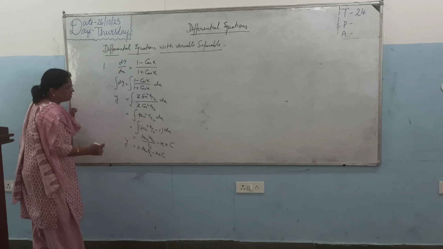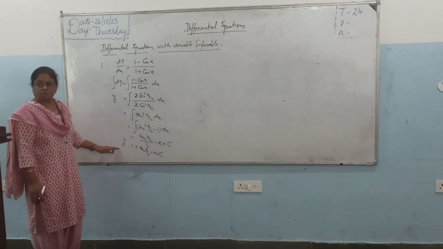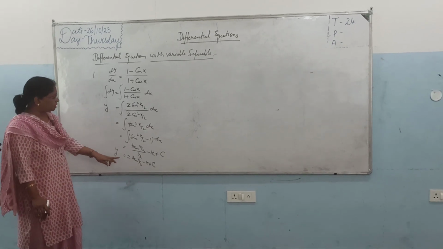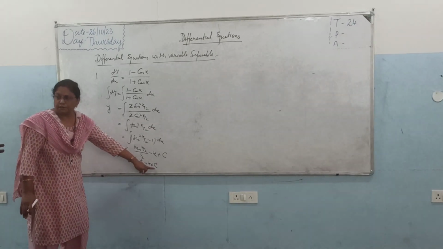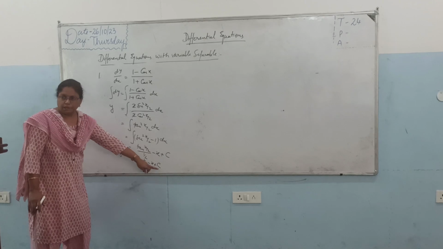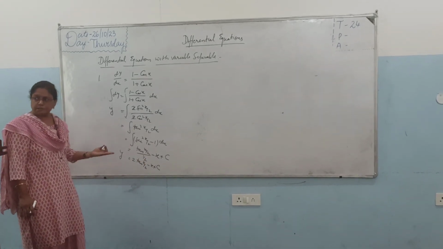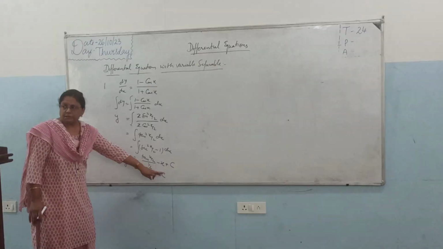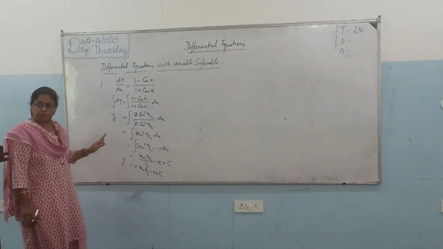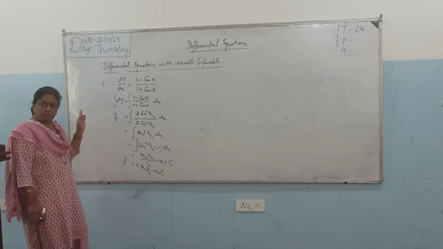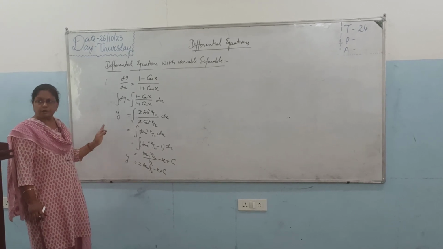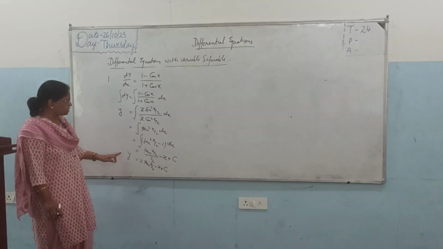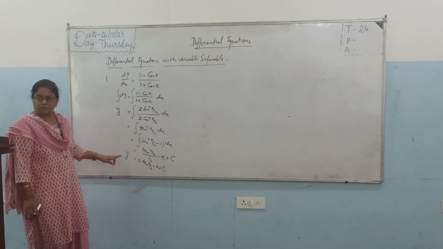This is called general solution of this differential equation. This is called general because c is there, constant of integration is there. If you have any condition by which you can find the value of c, then that solution will be called particular solution. But if you are asked to find a particular solution, then only you will find the particular solution. Otherwise, always find the general solution.